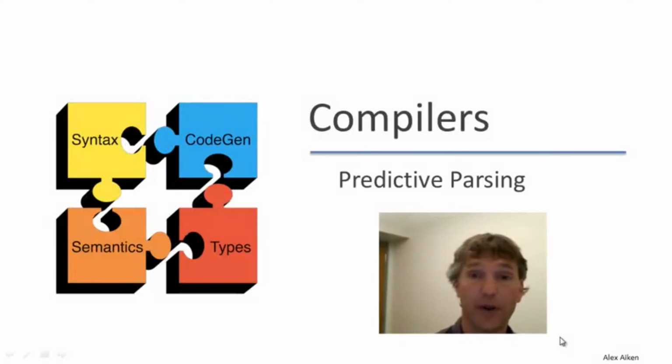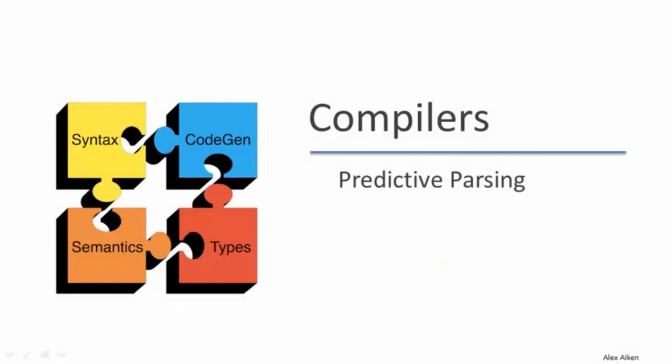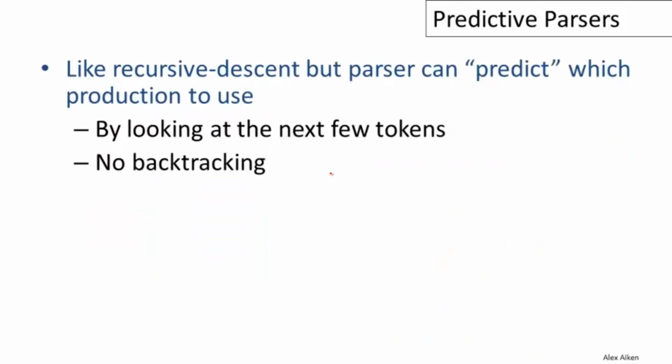In this video, we're going to continue our discussion of top-down parsing algorithms with another strategy called predictive parsing. Predictive parsing is a lot like recursive descent. It's still a top-down parser, but the parser is able to predict which production to use, and it's never wrong. The parser is always able to guess correctly which production will lead to a successful parse, if any production will lead to a successful parse.